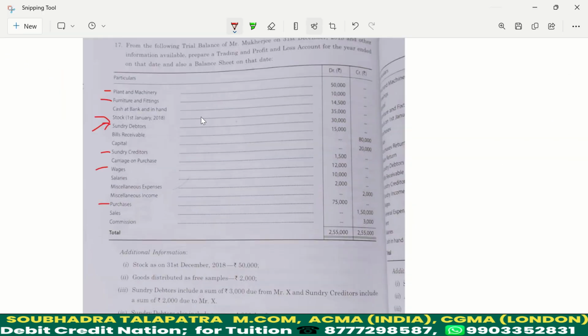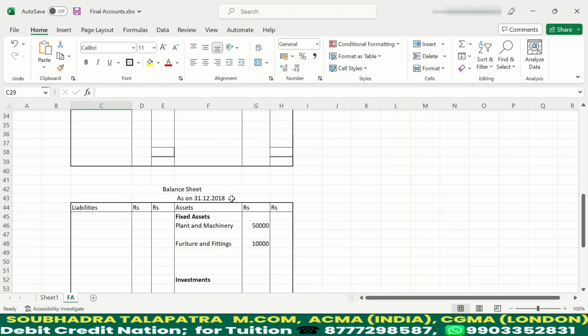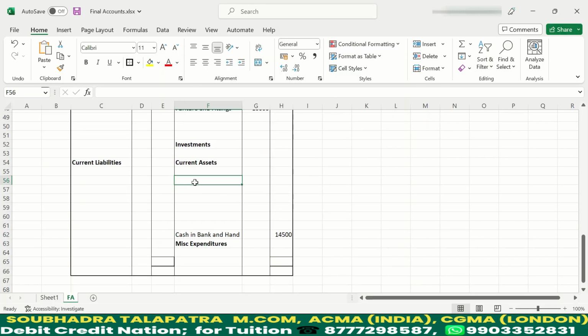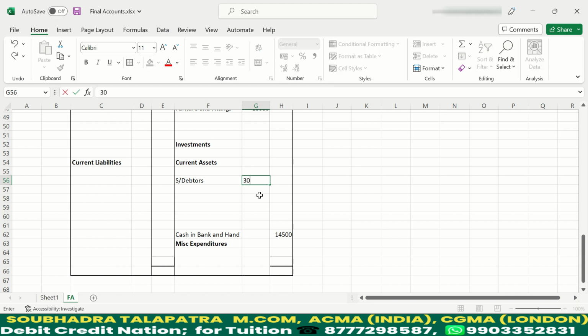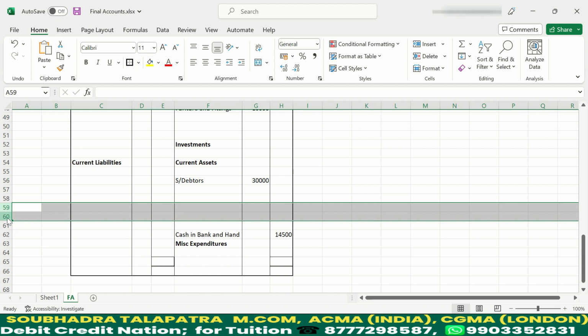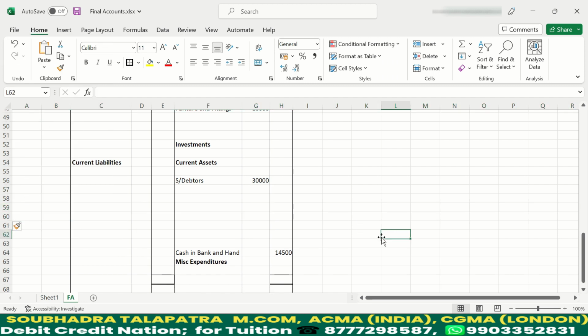Next item is sundry debtors. As we see, a lot of adjustments are available with sundry debtors. I have to keep a lot of space after sundry debtors, so I'll go down. It's an asset, so I'll call it sundry debtors. Why is it an asset? Because you are about to collect money from these people. It has an adjustment, so I will put 30,000 in the inner column. I'm just inserting a couple of lines because the sundry debtors will consume more space.